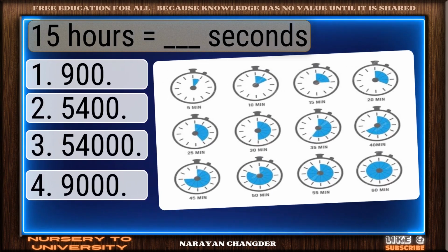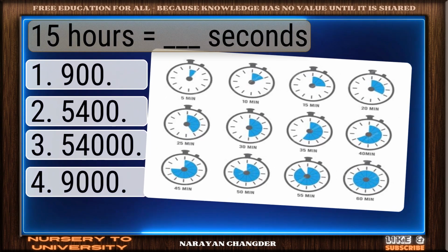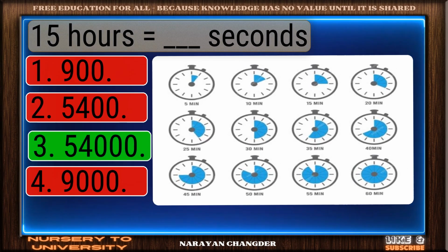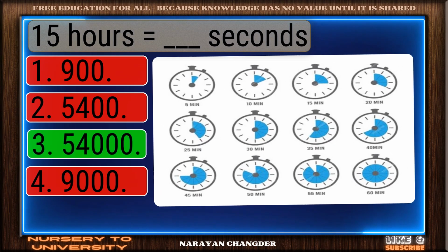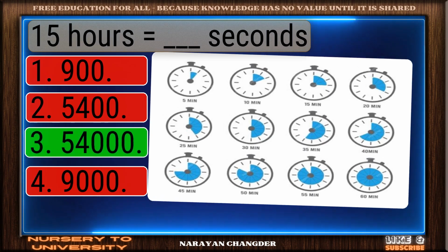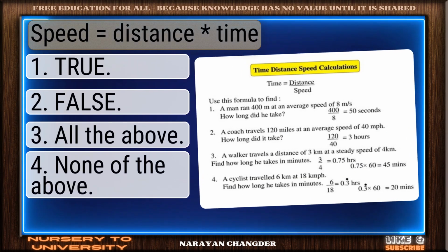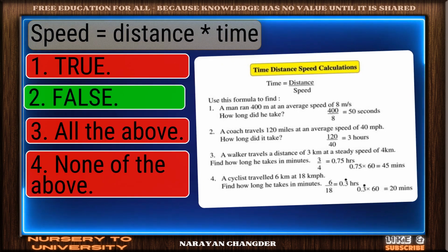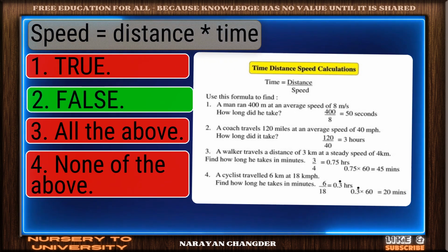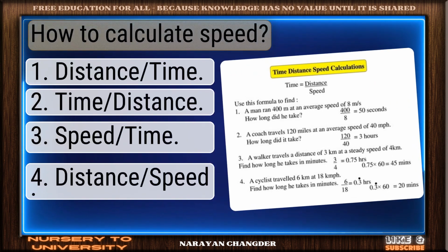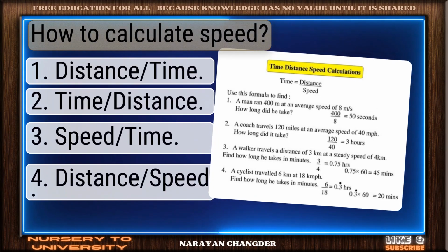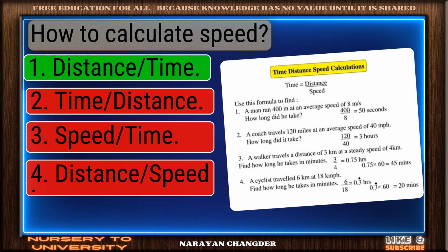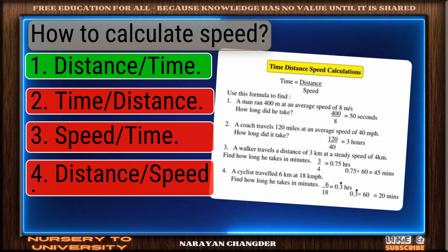Question number 258. 15 hours equal to dash seconds. Good thinking. 54,000 is the right answer. Question number 259. Speed equal to distance time. Perfect. False is the correct choice. Question number 260. How to calculate speed? Great thinking. Distance time is the right choice.